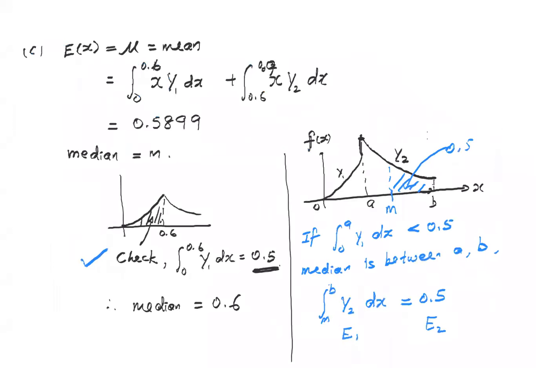Okay, let's move on to the next one. Find the mode shouldn't be a problem, correct? Mode is the highest. The mode is 0.6, am I right? That one I don't have to teach you. Okay, then part D. If you want to find the variance or the standard deviation, what you need to do? You need to follow the formula as well.